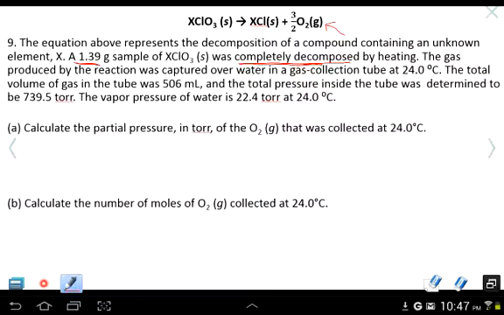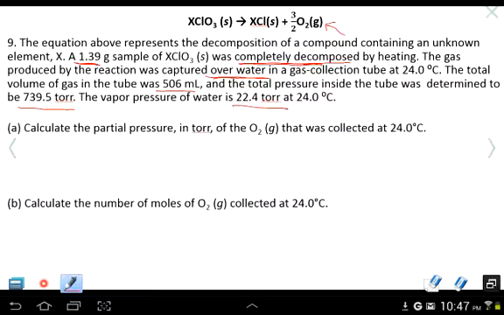The gas produced by the reaction was captured over water. This will be important. It was collected in a gas collection tube at 24 degrees Celsius. The total volume of the gas is 506 milliliters, and the total pressure inside the tube was determined to be 739.5 torr. The vapor pressure of water is 22.4 torr at this temperature.